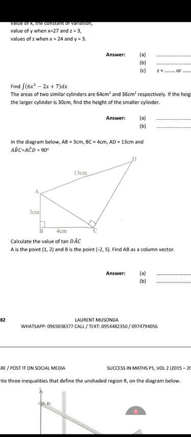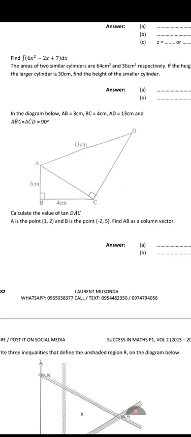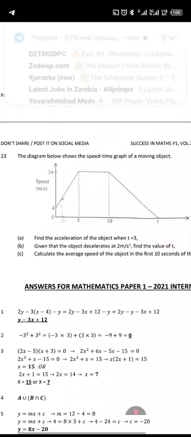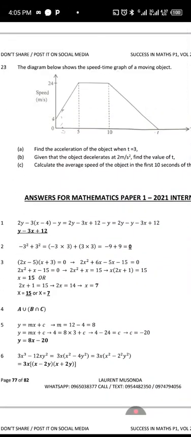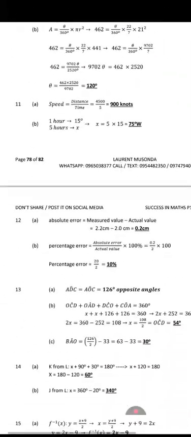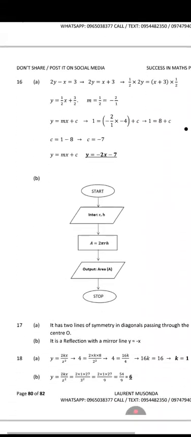The opposite is DC, which we found as 12. So the opposite here is the 12 that we have, and then the adjacent is the 5. So tan DAC is 12 over 5.